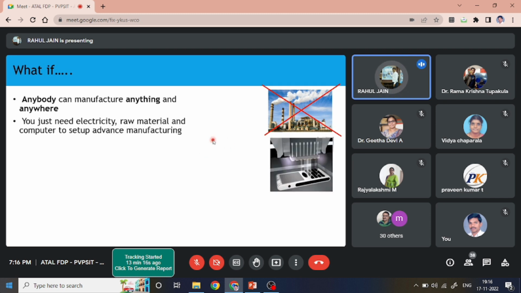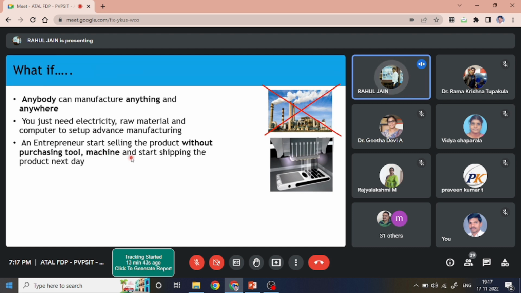Second, what if, currently we require very large assembly lines, sophisticated dedicated power connections, sophisticated machines and all. But what if we just need electricity, raw material and a computer to set up an advanced manufacturing process? If we are able to do this with this simple requirement, that will reduce the capital cost tremendously. What if an entrepreneur or a startup person wants to start selling their product without purchasing tools and machines, and today there is an order, tomorrow he can ship the product?